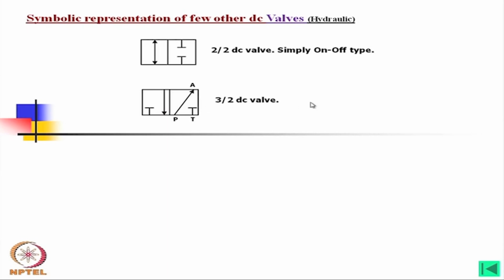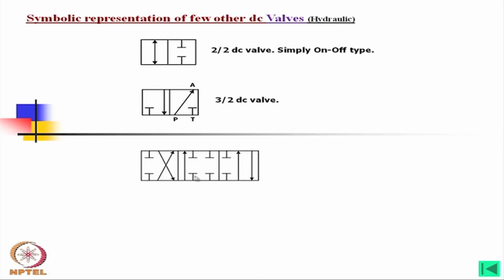So, this is a 3 by 2 DC valve. For this position, the pressure port is closed and the system port is connected to the tank, whereas for this position, the tank port is closed and the oil is being supplied to the system or actuator.